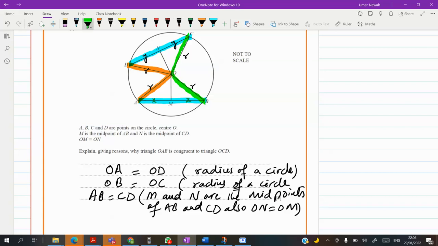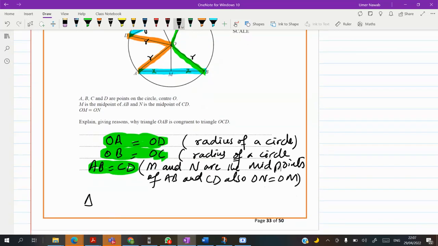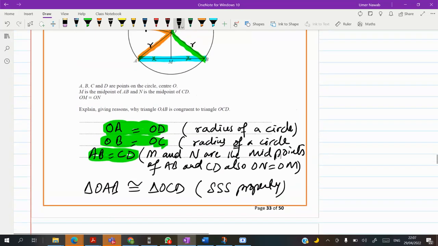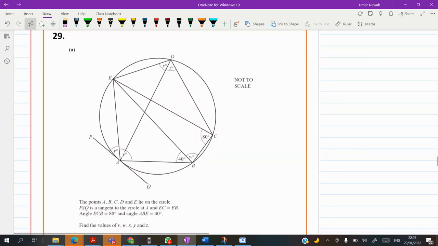The main properties are OA is equal to OB, OB is equal to OC, and AB is equal to CD. These two triangles, triangle OAB is congruent to triangle OCD. The reason is the SSS property of a triangle. Right? Next, question number 29.